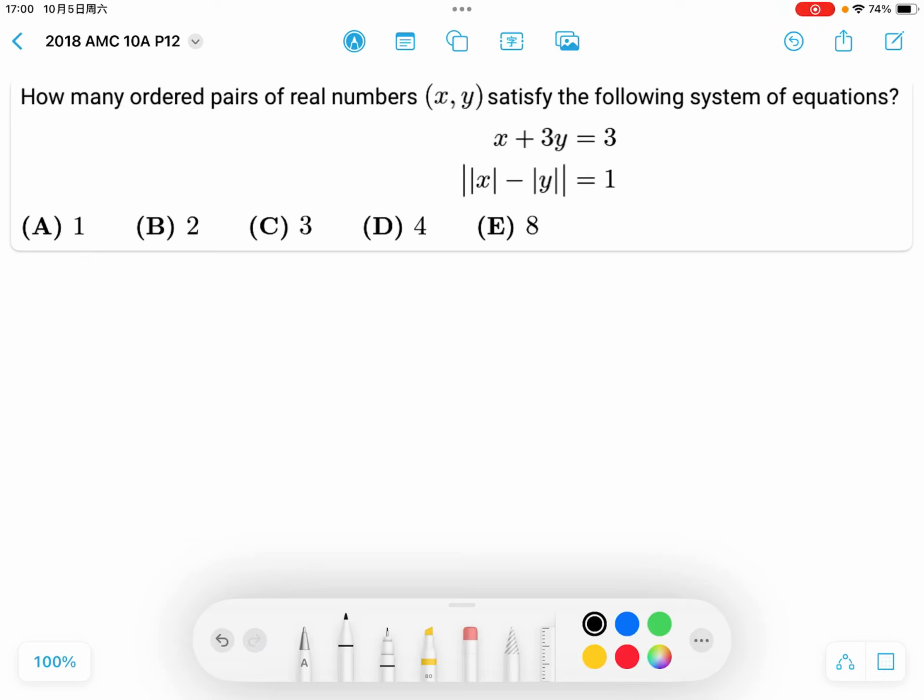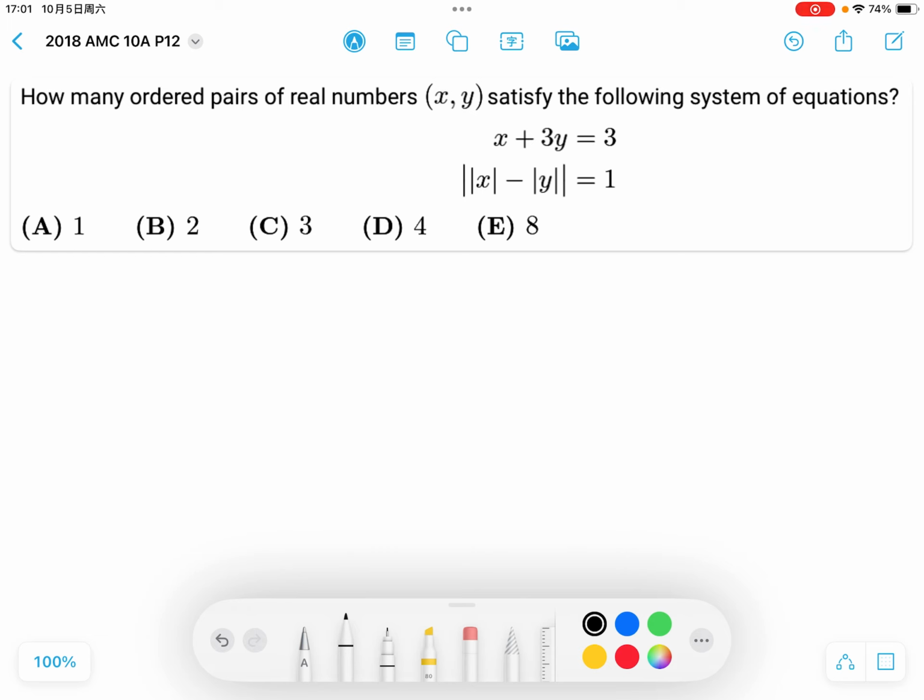Today we're going to talk about 2018 AMC 10A Problem 12. It says, how many ordered pairs of real numbers x, y satisfy the following systems of equations? x plus 3y equals 3, the absolute value of x minus the absolute value of y equals 1, and there are 5 options A, B, C, D, E.